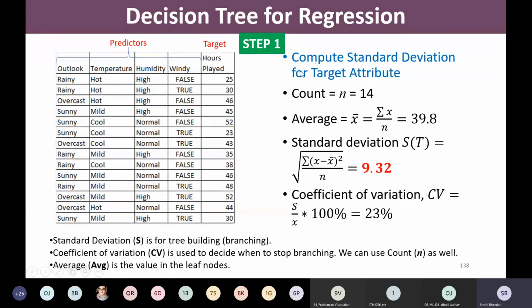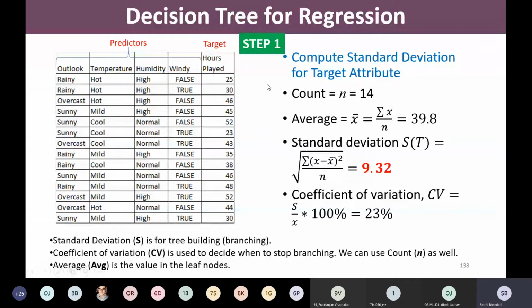In step number 1, we are going to compute standard deviation for target attribute. So this is step number 1. Please note down all those steps, right? I'm going to provide afterwards a few exercises wherein you need to solve the problems for decision tree. So given some sample data set, you need to come up with the decision tree. Okay, so it is better that you should have a note of these steps that we are following.